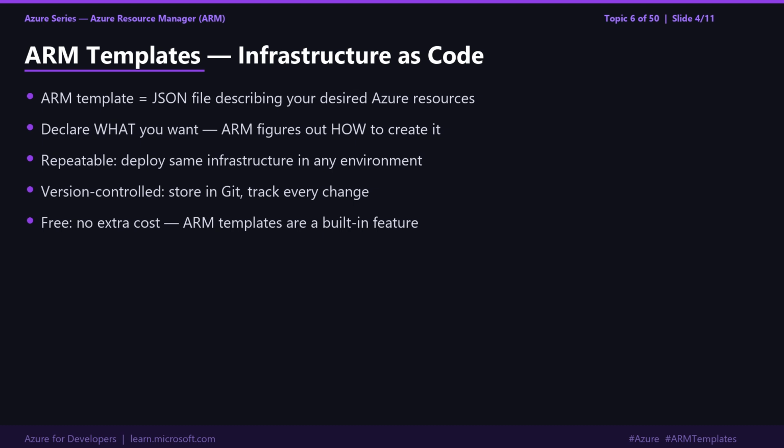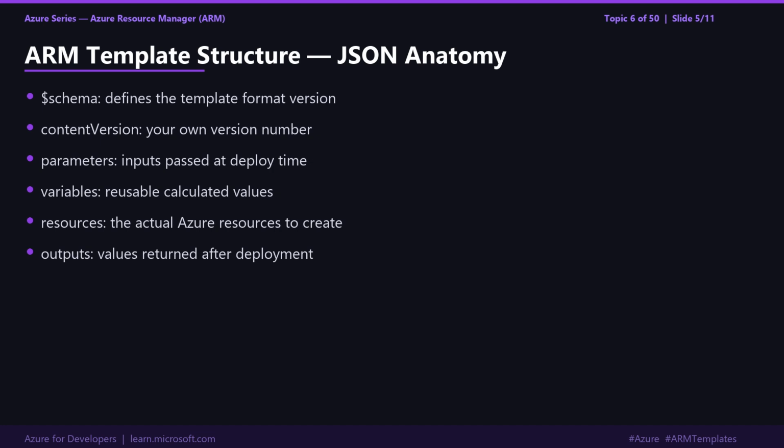Let me walk through the structure of an ARM template so you know exactly what each section does. Every ARM template is a JSON file with a specific structure. At the top you have the $schema field, which points to the JSON schema definition for ARM templates. This is just a reference that tells tools and validators what format to expect. You copy it from documentation. The contentVersion field is your own version number for the template. Use something like 1.0.0.0. This is not enforced by ARM, it is for your own tracking.